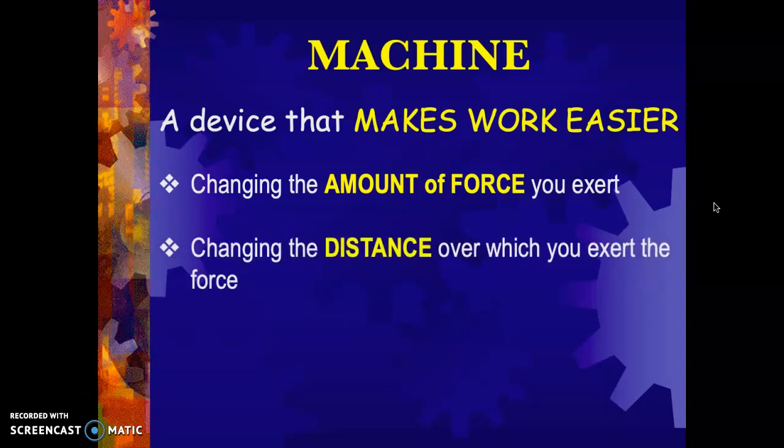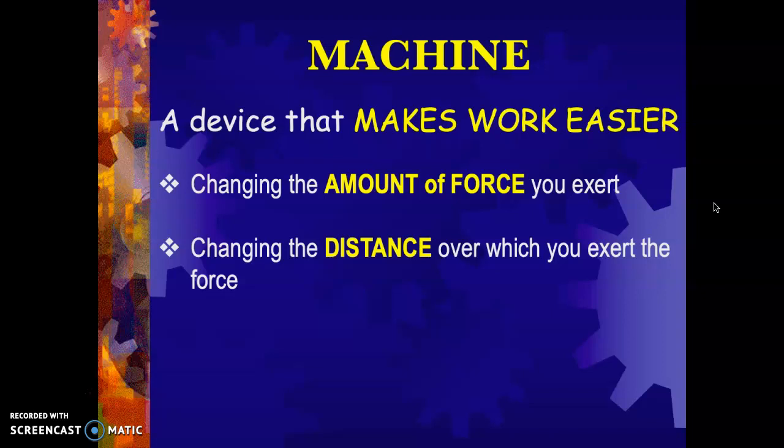A second way that a machine can make work easier for you is to change the distance over which you have to exert your force. Okay? If, and we learned this when we were doing our work and power section, if we want to use less force, we got to cover more distance. This is where something like a ramp comes in handy. Even though you're going to have to move it a little bit further up the ramp, you're not going to have to push as hard. You're not going to have to apply as much force, so it makes your work easier.